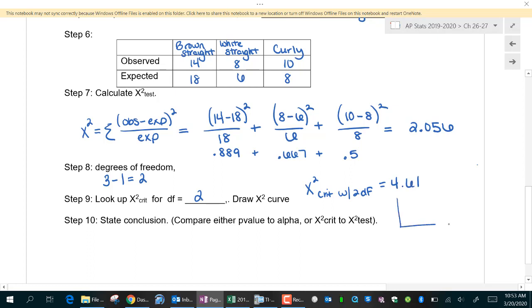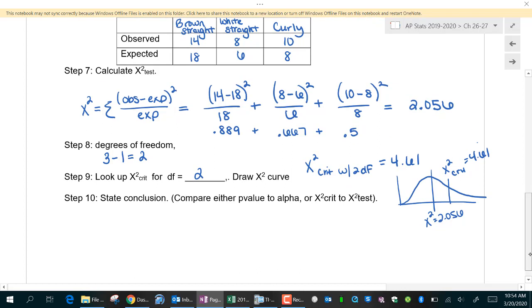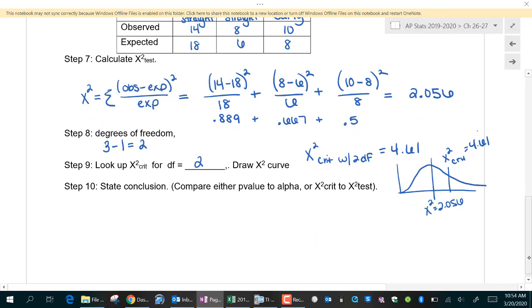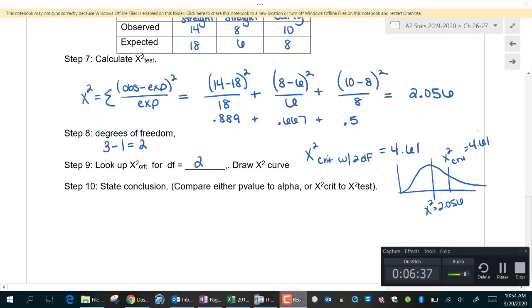My curve, remember, is always going to be skewed to the right. If my actual test statistic was 2.056, and my chi-squared critical value is 4.61, since my test statistic was less extreme than my critical value, I am going to fail to reject in this case. So I'm going to pause the video, just take a minute to write out my conclusion, and then we'll talk about it.